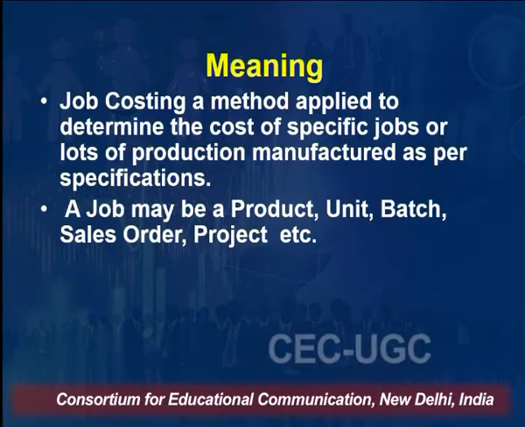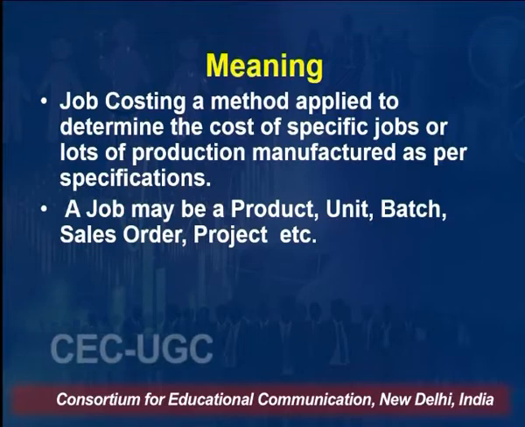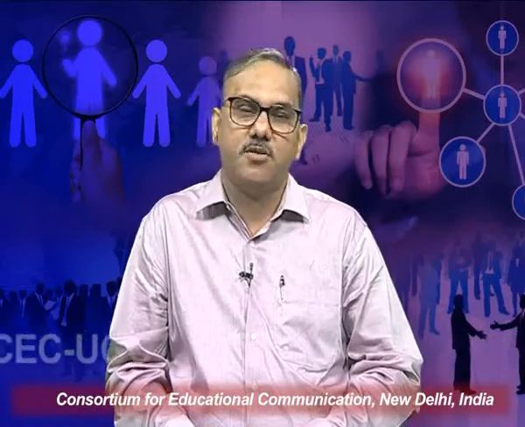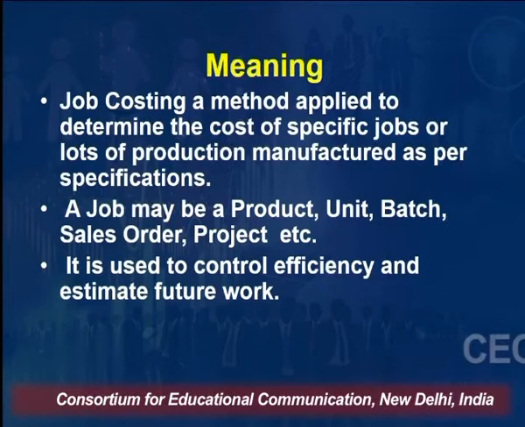It can be a product, it can be a unit, it can be a batch, it can be a sales order, it can be a project. So it can come to us in different forms, but the similarity, or the basic point of understanding, is that it is a job which is being offered to us with certain specifications, and it is used to control efficiency and estimate future work.